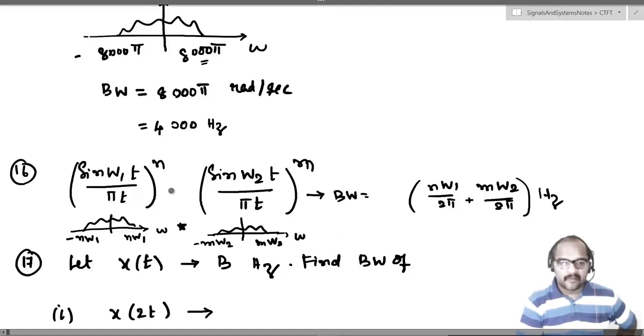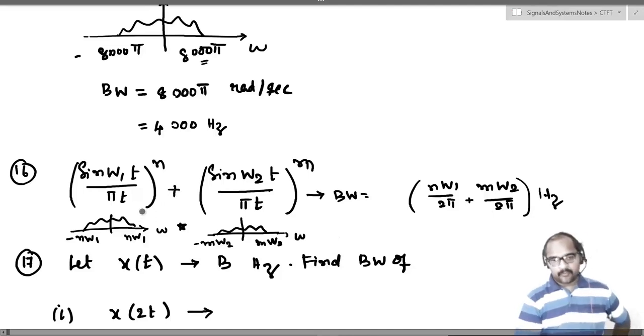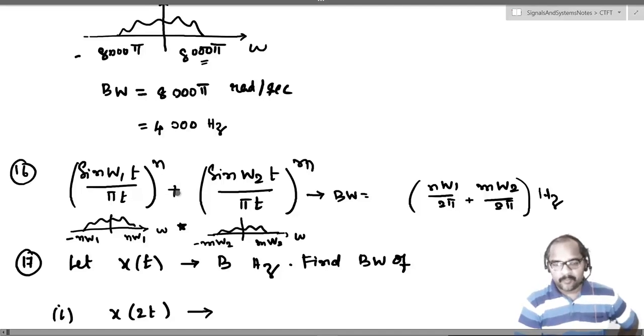As a last case, if I add plus here, what will happen? Because the signals are getting added, the Fourier transforms also get added. So if you add these two functions, the overall highest positive frequency would be whichever is larger, n w1 or m w2, and hence the bandwidth should be the maximum of n w1 by 2 pi and m w2 by 2 pi. In that way all the three cases we have covered.